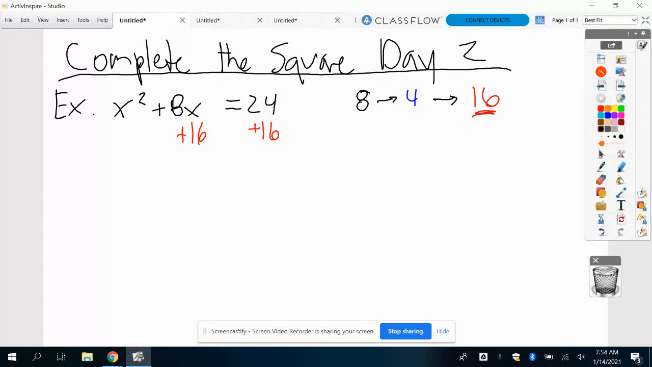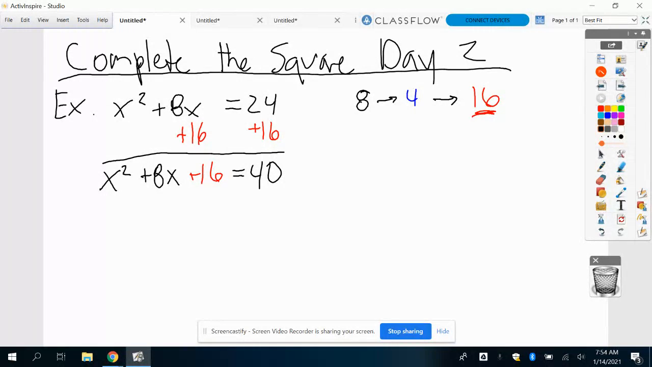So when we add 16 to both sides, we now have x squared plus 8x, plus that 16 that we just added on, and then we want to actually add the 16 and the 24, so it's going to equal 40. Okay, so that was step 4.